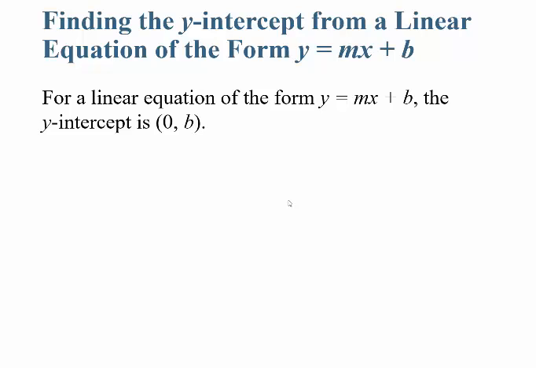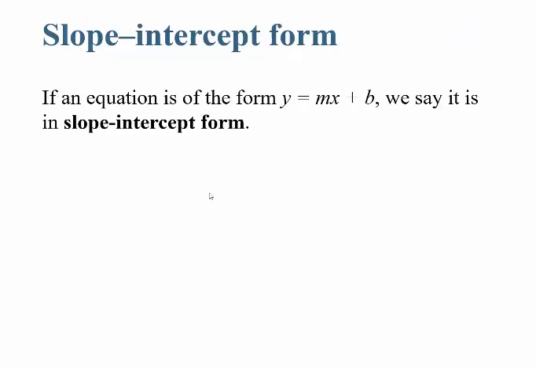All right. Going on, for a linear equation of this form, y is equal to mx plus b, what does this b represent? Well, it turns out the b is what we call the y-intercept. So it'll occur at 0, comma b. That's where the graph crosses the y-axis. When you have an equation of this form, y is equal to mx plus b, we call this the slope-intercept form because it tells you what the slope is, m, and it tells you what the y-intercept is, b.